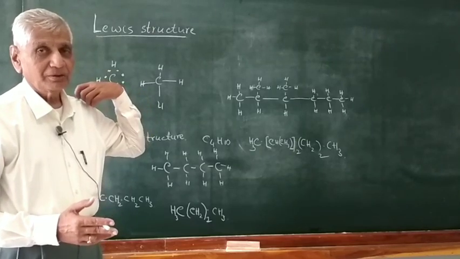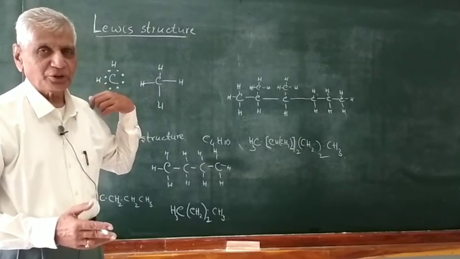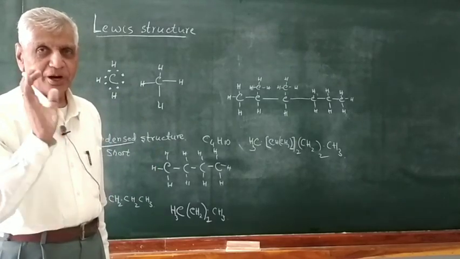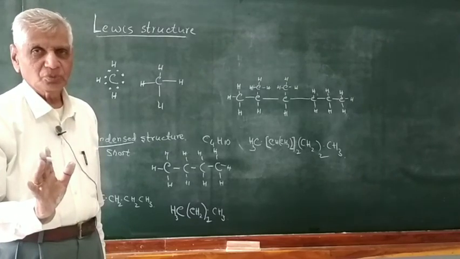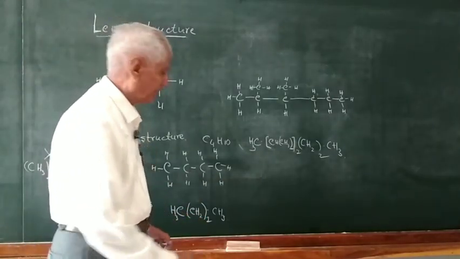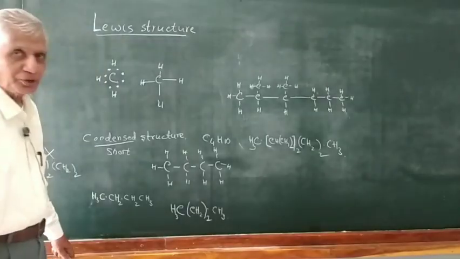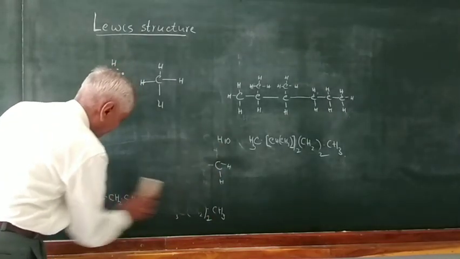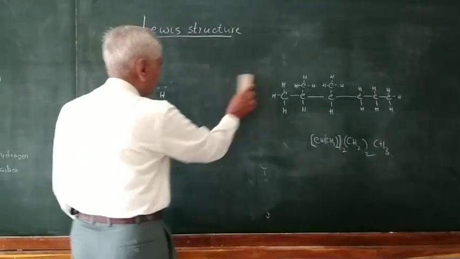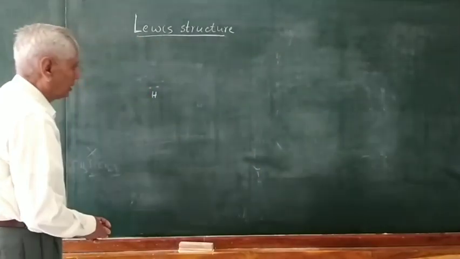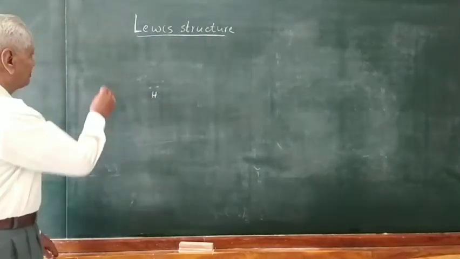Okay? Any problem here? So in the condensed structure, what are you not writing? You are not writing the bonds. You are writing only the elements present. Right? So this is how you have to write the condensed structure. Now there is a structure which is called the bond line structure. Shall I write it out? I will write it. Next one is the bond line structure.